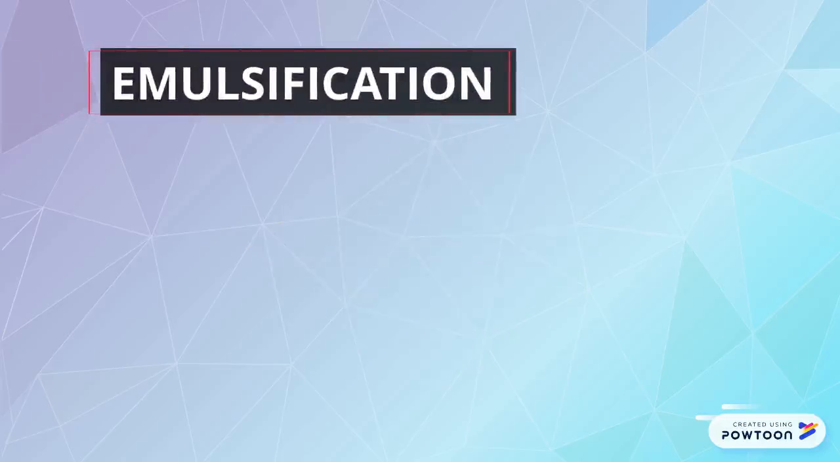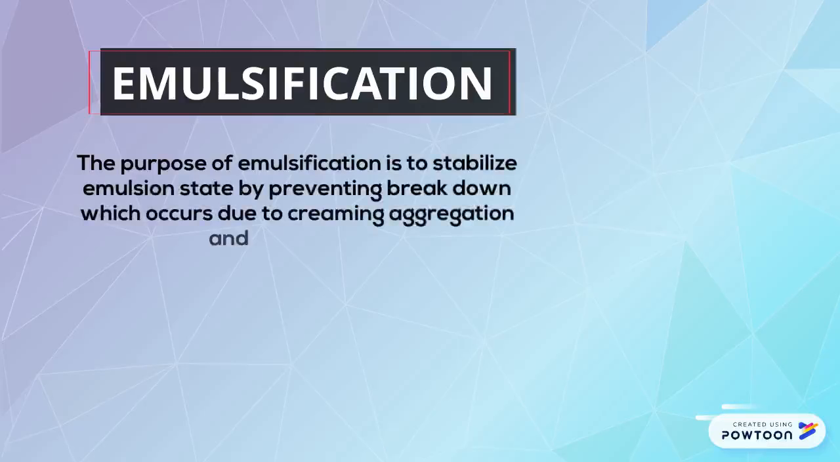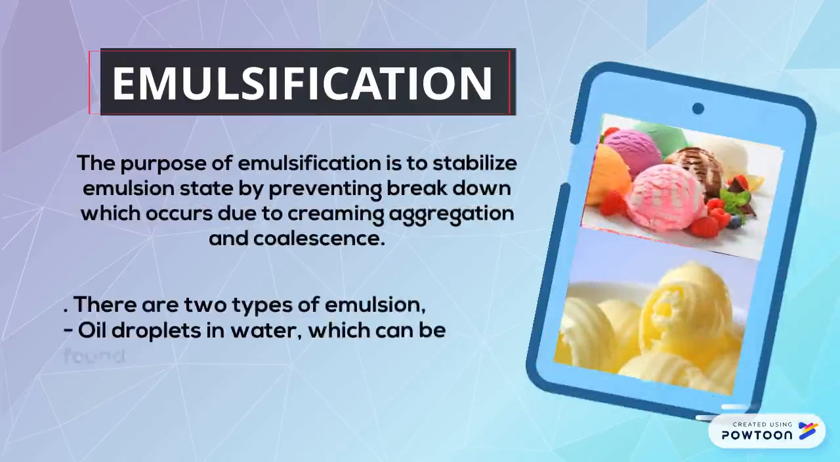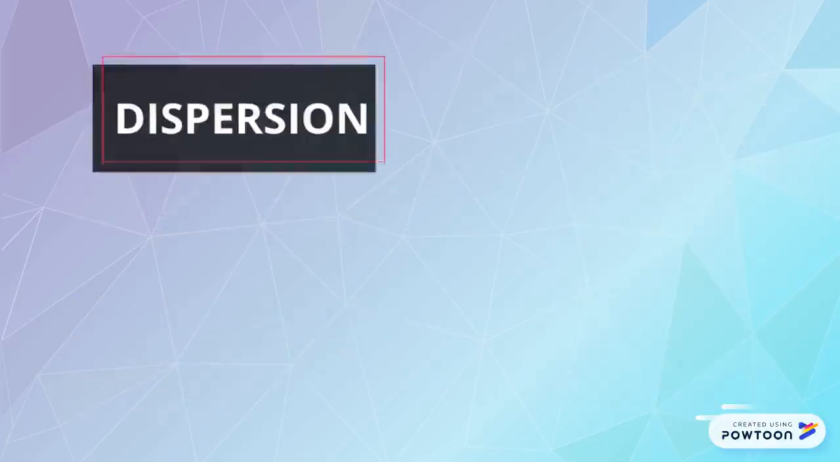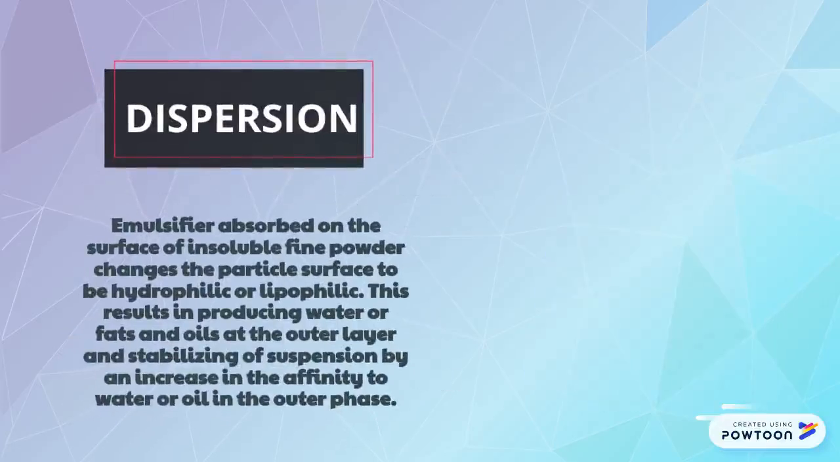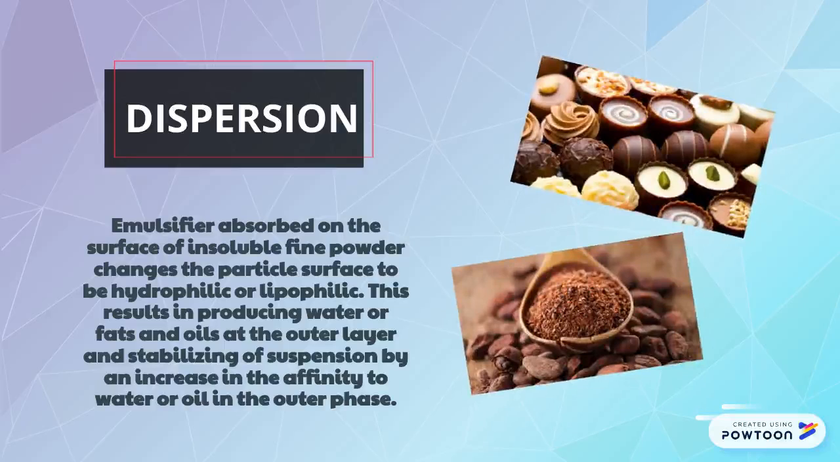The purpose of emulsification is to stabilize the emulsion state by preventing breakdown which occurs due to chemical aggregation and process. There are also two types of emulsion, which are oil droplets in water and water droplets in oil. Next is dispersion. Emulsifier absorbs on the surface of insoluble oil powder and changes the particle surface to hydrophilic or lipophilic. This results in producing water or fats and oils at the outer layer and stabilizing the suspension by an increase of affinity to water or oil in the outer.